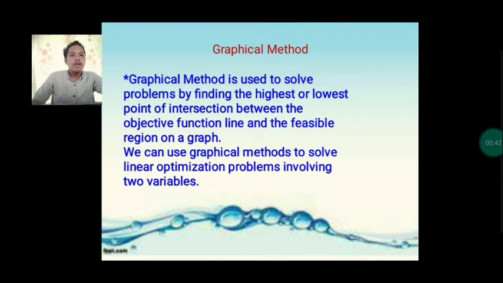Next is graphical method. Graphical method is used to solve problems by finding the highest or lowest point of intersection between the objective function line and the feasible region on a graph. We can use graphical method to solve linear optimization problems involving two variables.